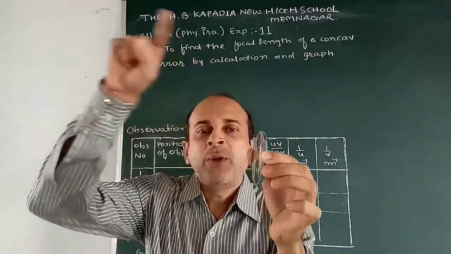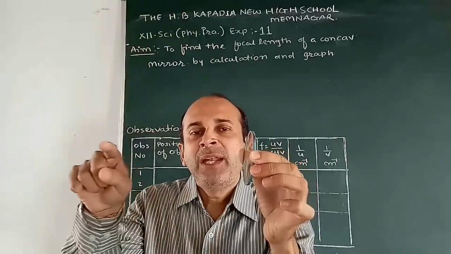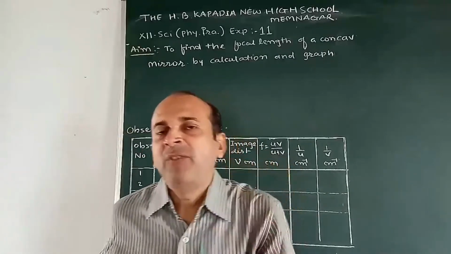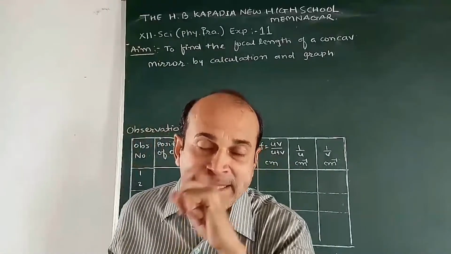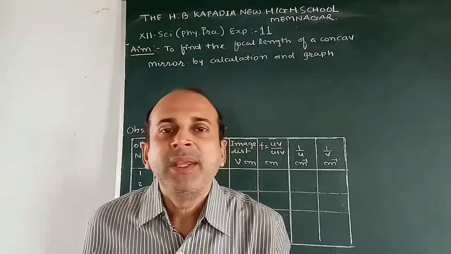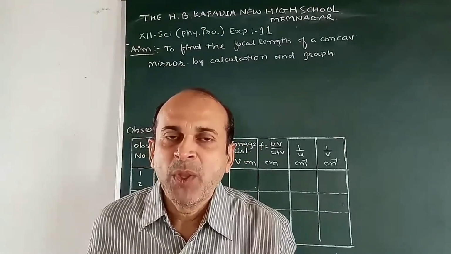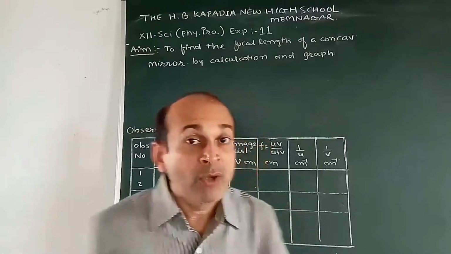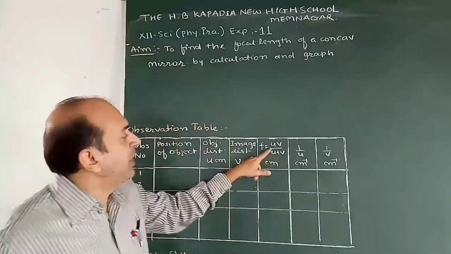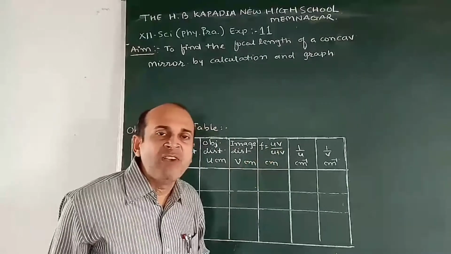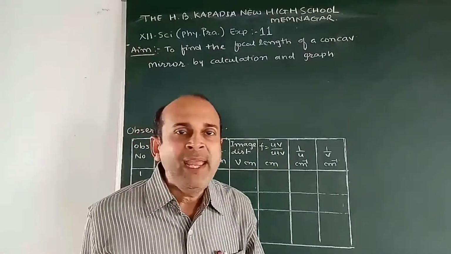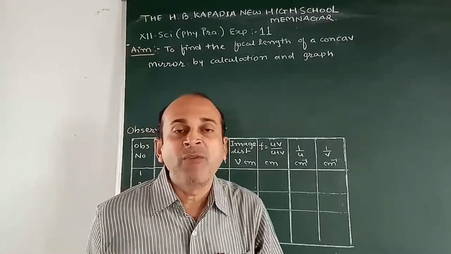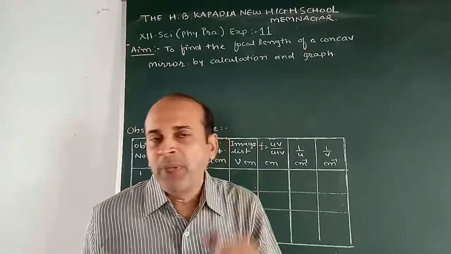A concave mirror is a part of a big hollow sphere, and the radius of that sphere is called the radius of curvature. When you place the object on C, that is the radius of curvature, the image will form on C. So to find the focal length of a concave mirror, we have the formula UV upon U plus V, where U is the object distance and V is the image distance. First, let me find the rough focal length of this concave mirror.